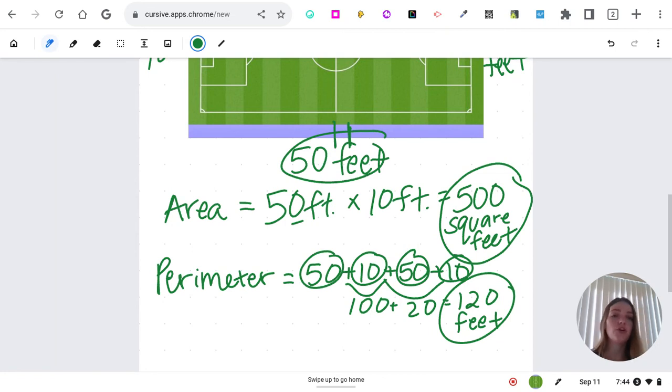So that is the basic intro to area and perimeter, and now you know how to find area and perimeter. So next time we're going to work with finding the area and perimeter of irregular shapes. But this was a basic intro using rectangles, and I will see you on the next lesson.